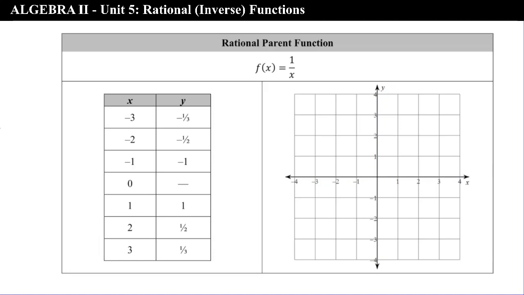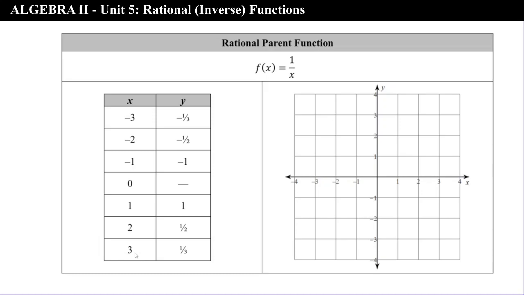So here we have a table of values. They've already been filled in for you. If we take our x values and plug them into our parent function, if you put 1 in, you get 1 over 1, which is just 1. If you put 2 in, you get 1 over 2, which is a half. If you put 3 in, you get 1 over 3, which is a third. And the same thing as you go over to the negative side. Now you'll notice that there is no value for 0 because we can't divide by 0.